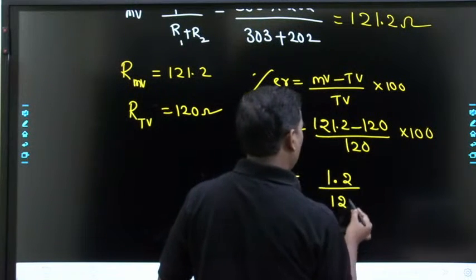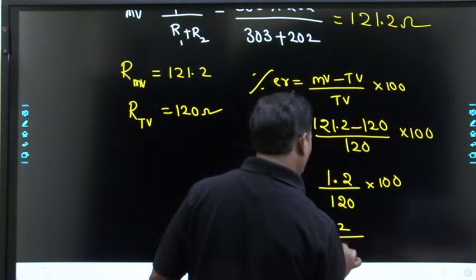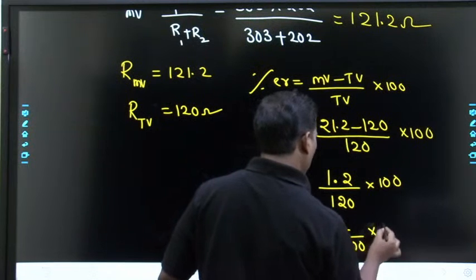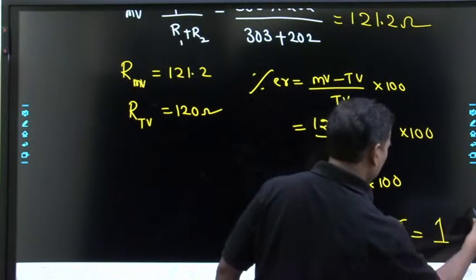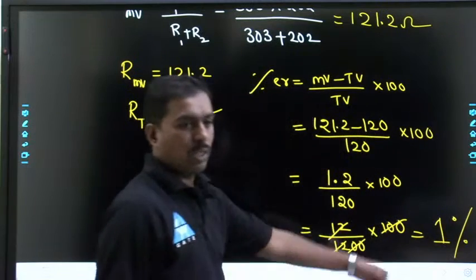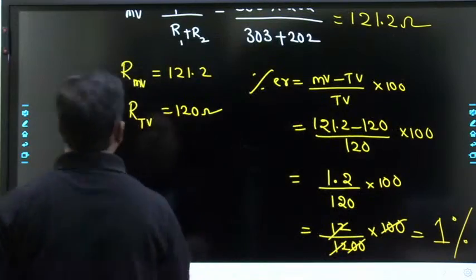1.2 by 120 into 100. 12 by 1200 into 100. 100 cut. You are going to get 1% error. Okay? So what is the answer? 1%. Yes. See, this problem is somewhat tricky.